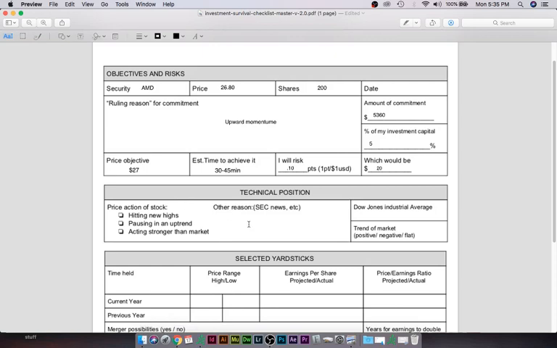For AMD, they actually had a product release, which was the second generation Threadripper, and that assisted in AMD having themselves rise in price. Right here we have the Dow Jones Industrial Average at that point in time, so you have a better understanding of where the market's at when you decide to make this trade, along with the trend of the market in a positive, negative, or more of a flat area as you're trading.